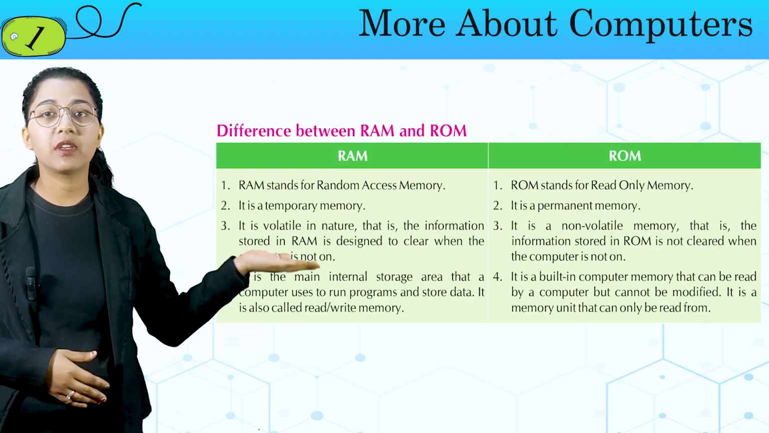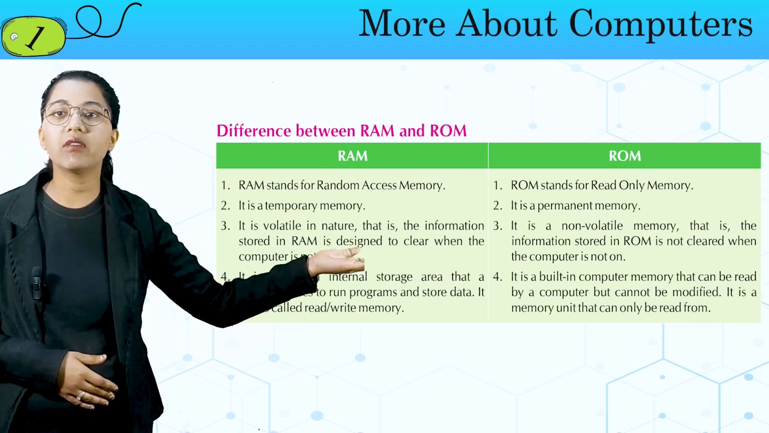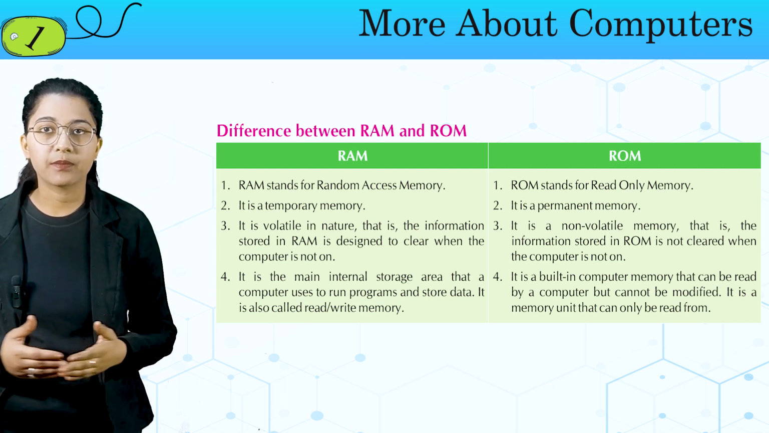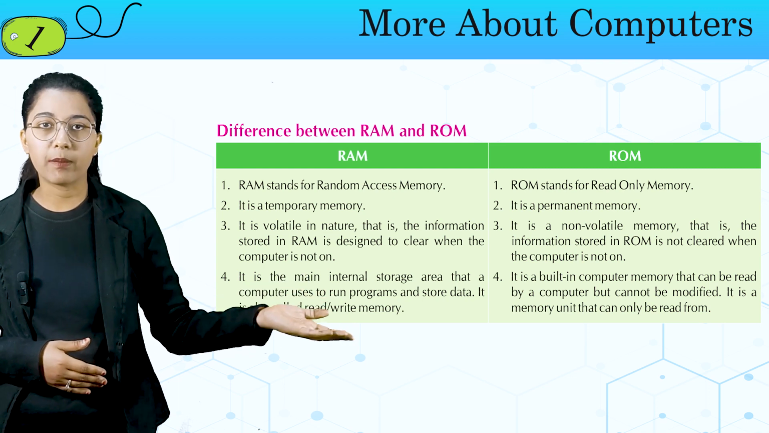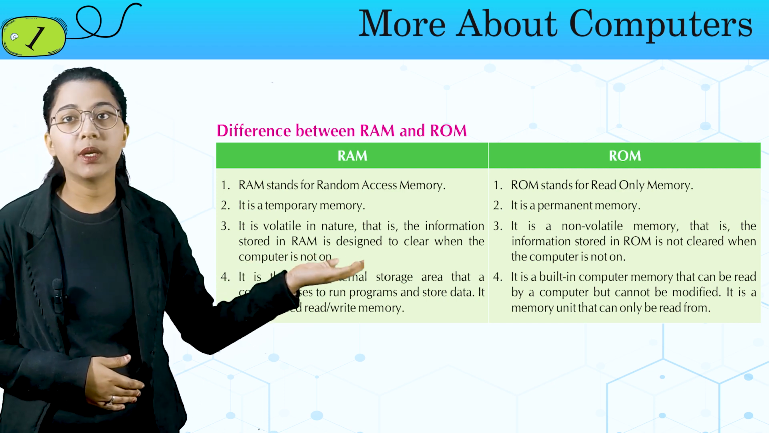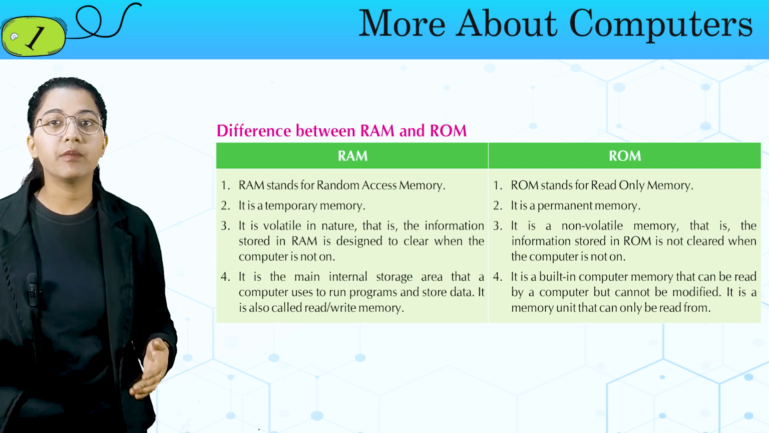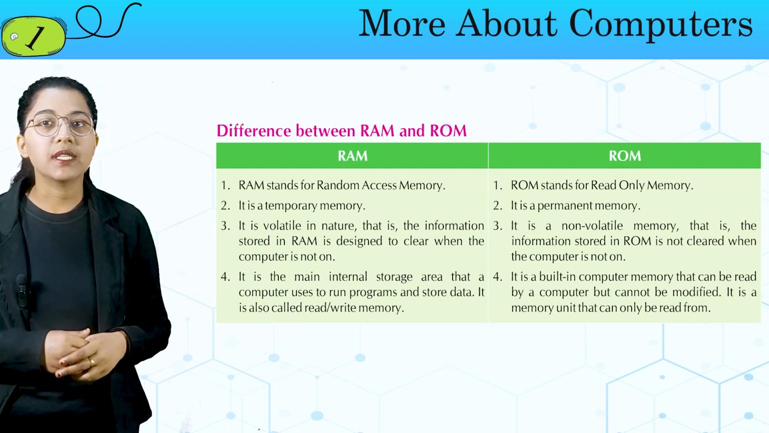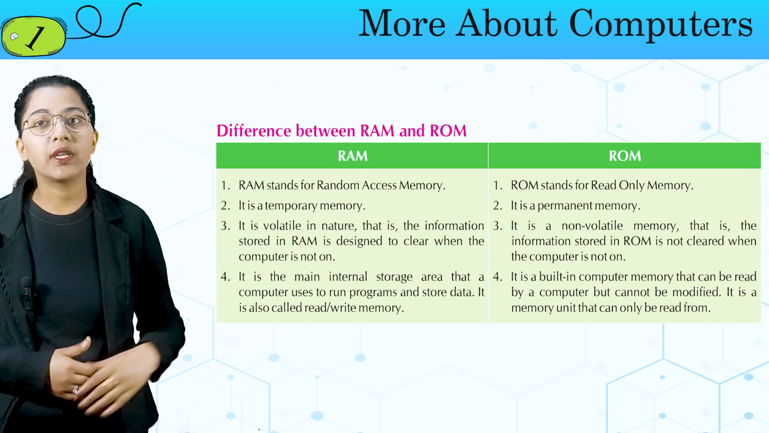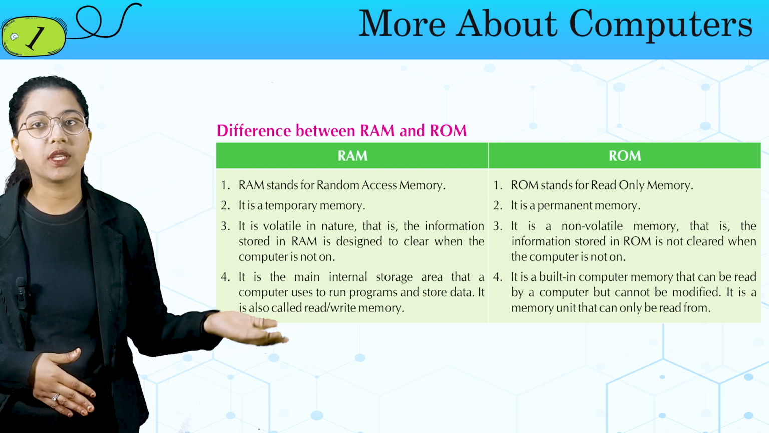This is the difference between RAM and ROM. Let's read. First we have RAM and on the other side we have ROM. RAM stands for random access memory and ROM stands for read-only memory. Let's read the second point. RAM is a temporary memory and ROM is a permanent memory. Third, RAM is volatile in nature, that is the information stored in RAM is cleared when the computer is not on. And ROM is a non-volatile memory, that is the information stored in ROM is not cleared when the computer is not on.